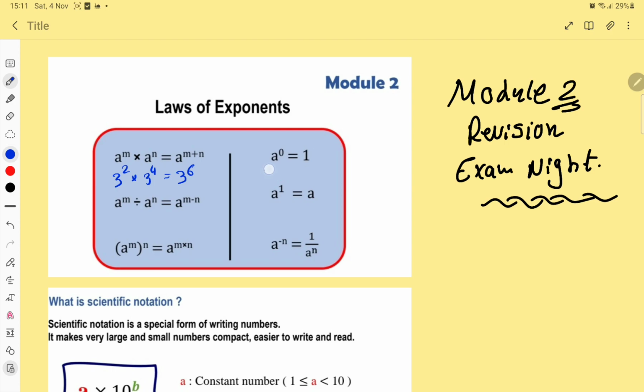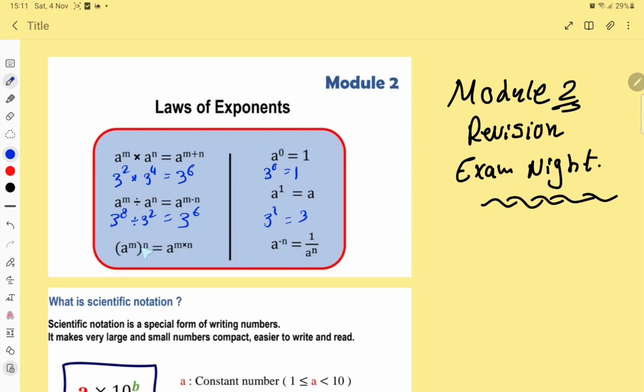Anything power 0 is 1. So 3 power 0 is just 1. 3 power 8 divided by 3 power 2. We subtract the powers and keep the base as it is, 3 as it is. 8 minus 2, 6. A power 1, 3 power 1 is just 3.